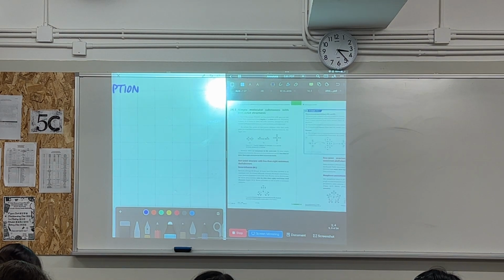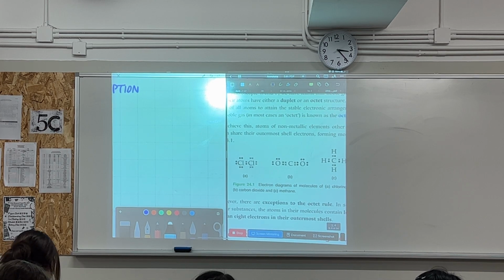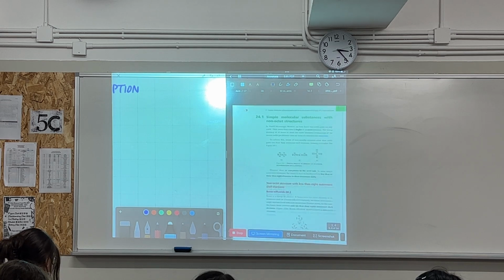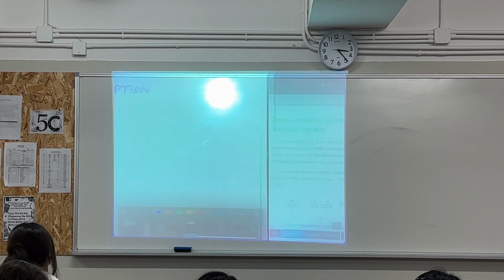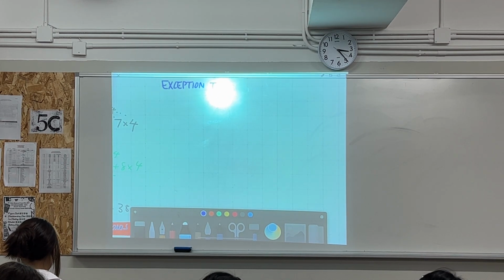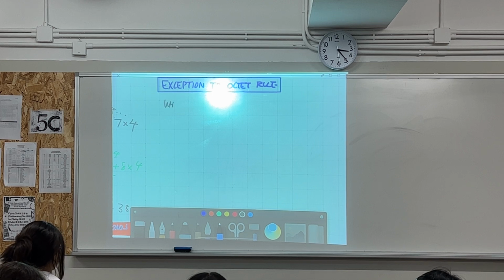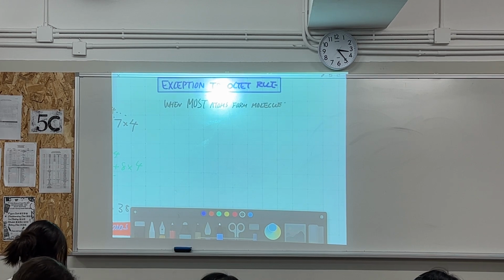So like CO2, let's say for these you can explain fully using this method. But then the main part of this chapter is on non-octet structures, those that violate the octet rule. So, exceptions to the octet rule. While most atoms, when they form molecules, obey the octet rule, that's what applies to most, but not all.